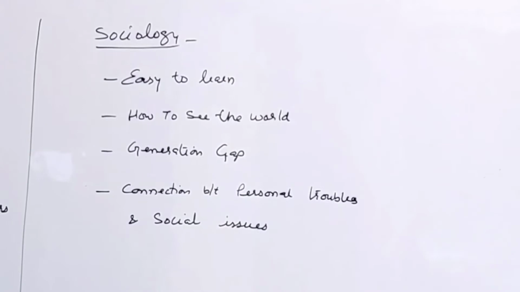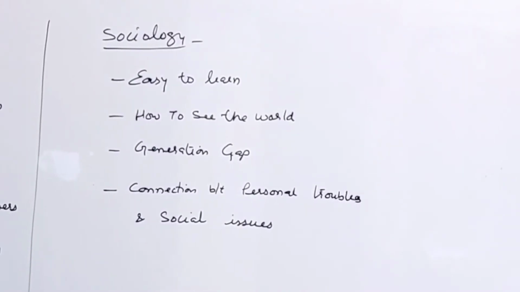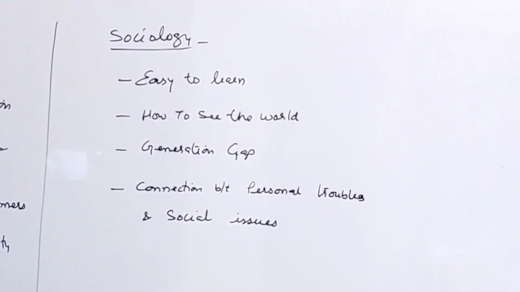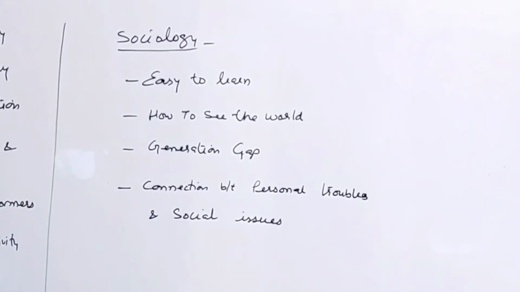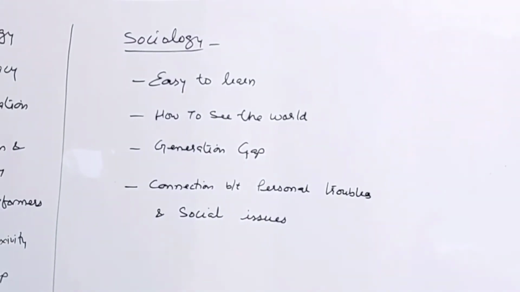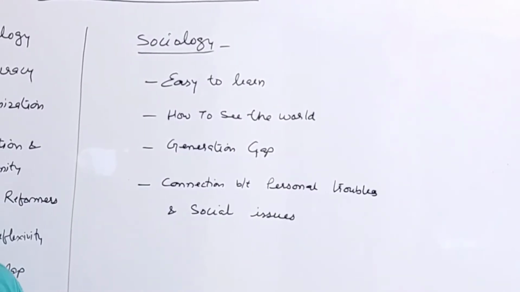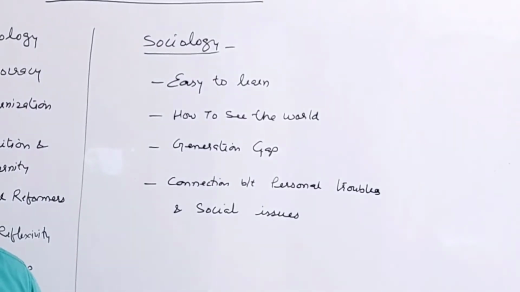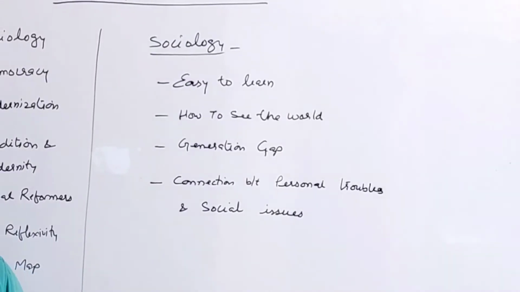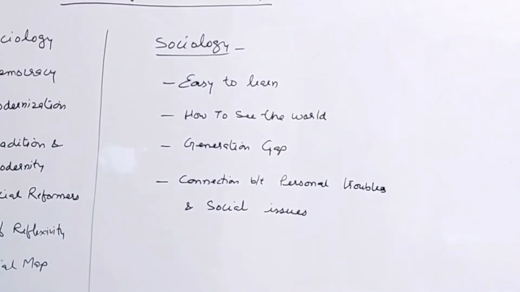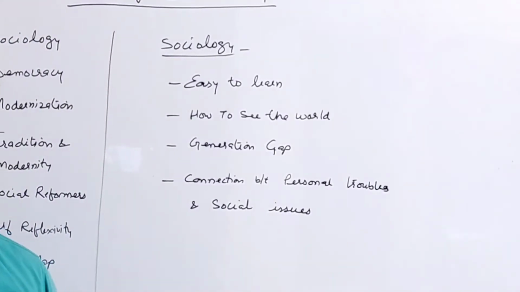What is generation gap? Basically, a gap between the mentality of two generations. If you talk about my father and me, my grandparents and me, then you see the generations: me one generation, my father another generation, my grandfather another generation. If I talk about my grandfather, I see that he is very old.